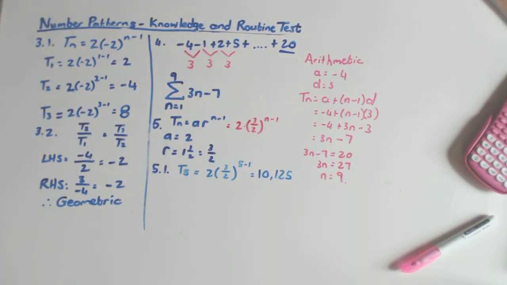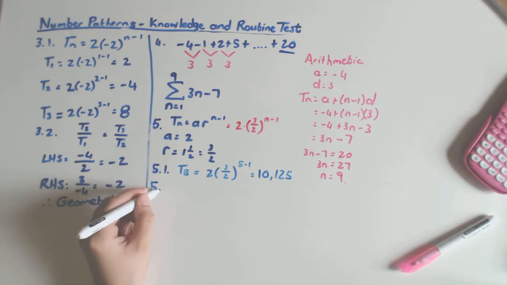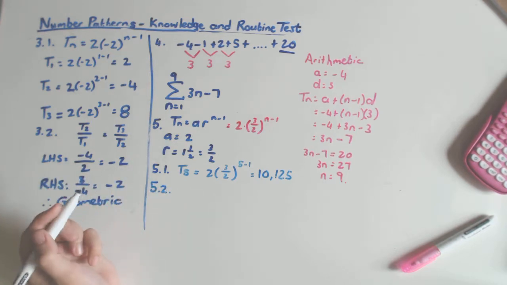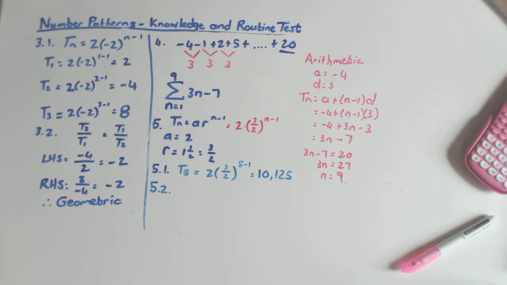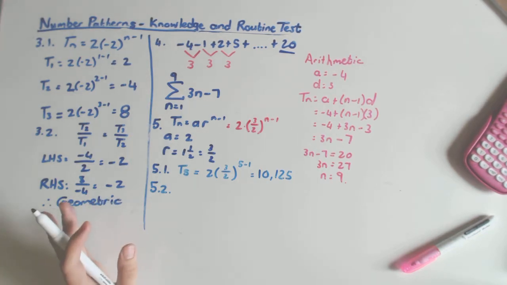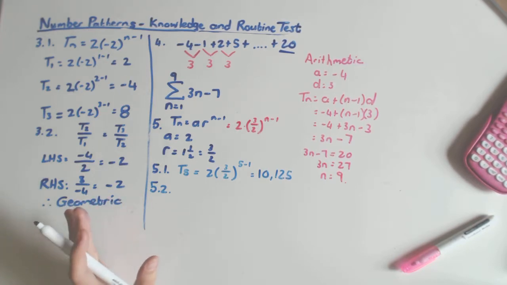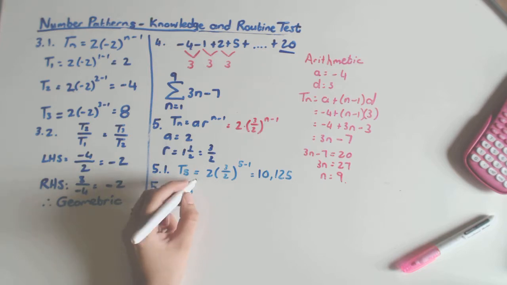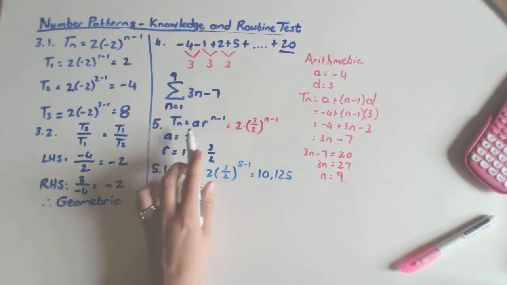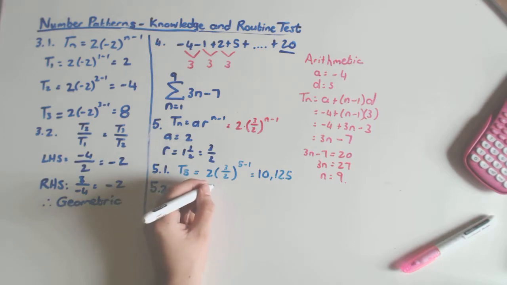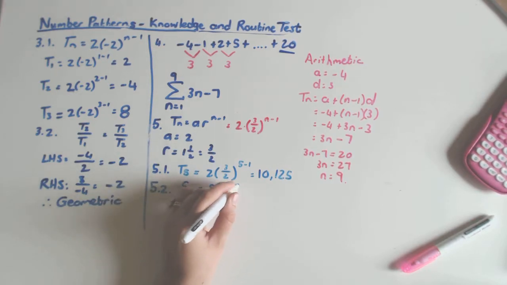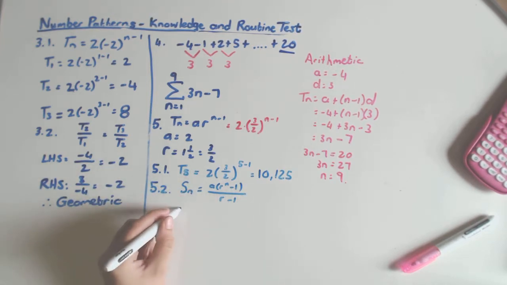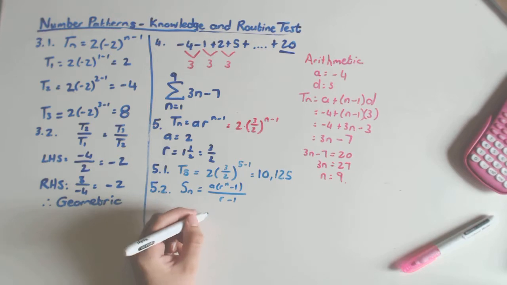Alright, so that is the fifth term, and for 5.2 they say find the sum of the first 10 terms correct to 2 decimal places. Now the 2 decimal places already gives me a hint. I'm going to just put that in my calculator. So the sum of the first 10 terms, this is a geometric pattern. Then I work with the formula a times r to the power of n minus 1 over r minus 1, and I just substitute in there for 10 terms.